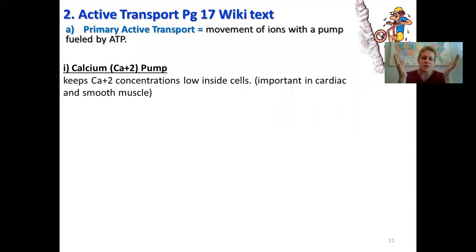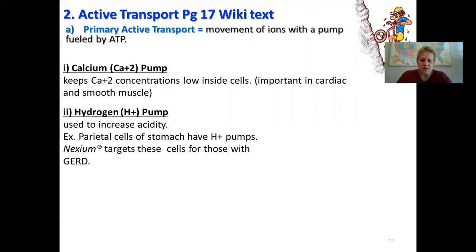Smooth muscle you have in your GI tract. You have smooth muscle in the bronchioles of your lungs. You have smooth muscle lining your urethra, your bladder, also lining your arteries, which allows them to vasoconstrict or dilate. All right. So calcium pumps are important in muscle cells. Hydrogen pumps, proton pumps.